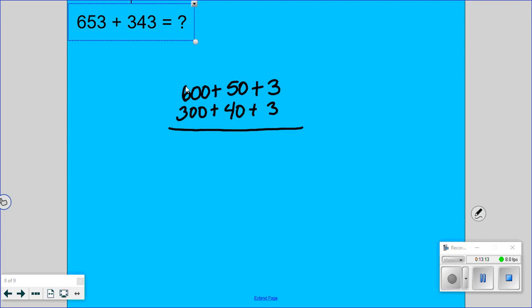You see how I lined up my hundreds on top of each other, my tens on top of each other? Just makes it a little easier, a little more organized for me. This line right here that you sometimes see, that's an equal bar. It's just like if I wrote the equal sign. It's called an equal bar.